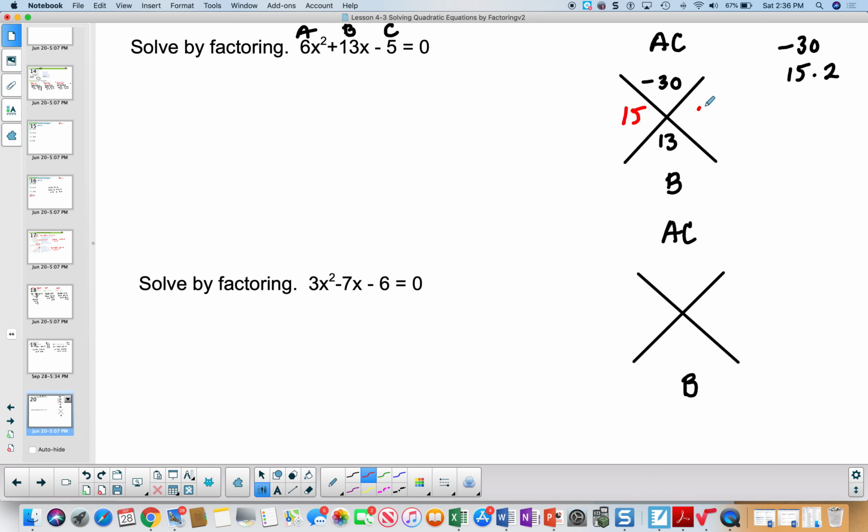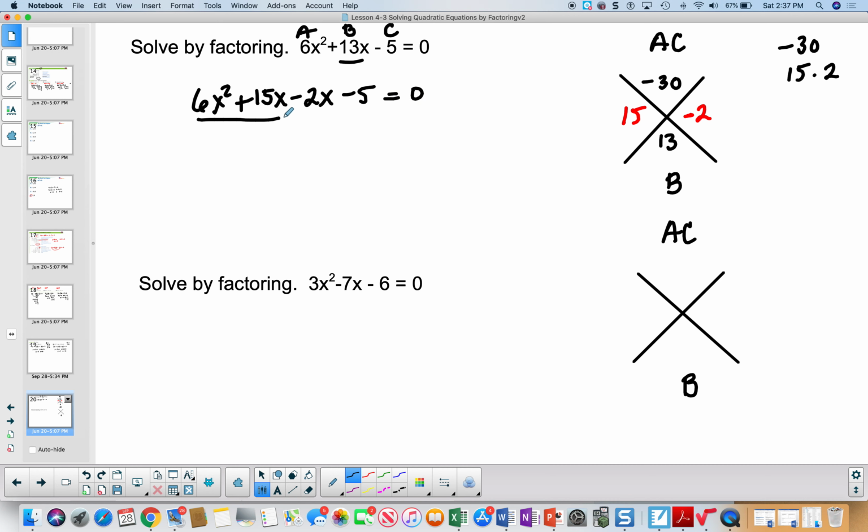15 and 2 will multiply to be 30, but I want -30, and I want it in such a way that when I add these up, I make a positive 13. So I'm going to want the negative here. These two will multiply to be this, and they'll add up to be this. Now, when that happens, I'm going to replace the 13x. So 6x squared plus 15x minus 2x minus 5 is equal to 0.